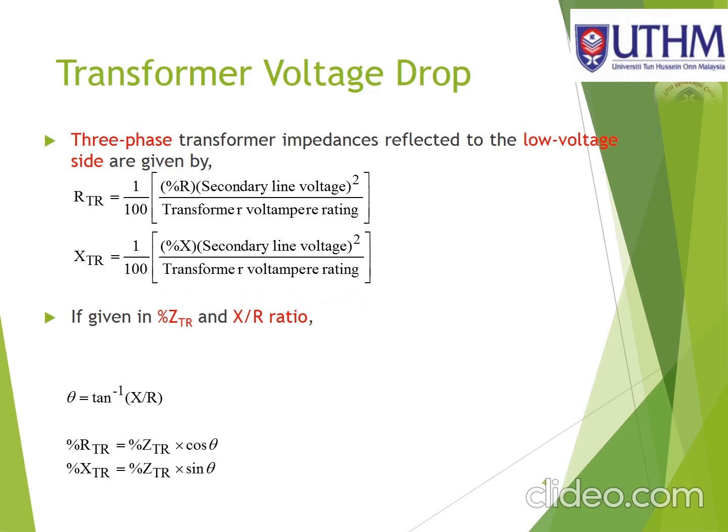If percentage Z_TR and the X/R ratio are given, we can get the value of theta using this formula: theta is equal to tangent inverse of X divided by R. To get the percentage of R_TR, it is equal to percentage of Z times cos theta. And to get the percentage of X, it is equal to Z times sin theta.